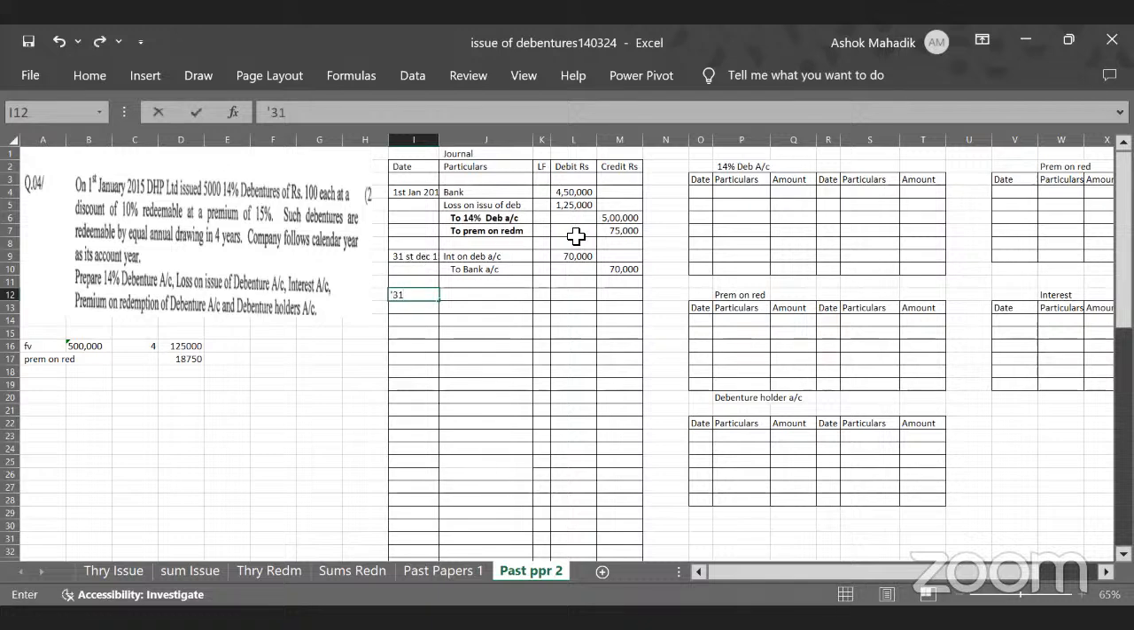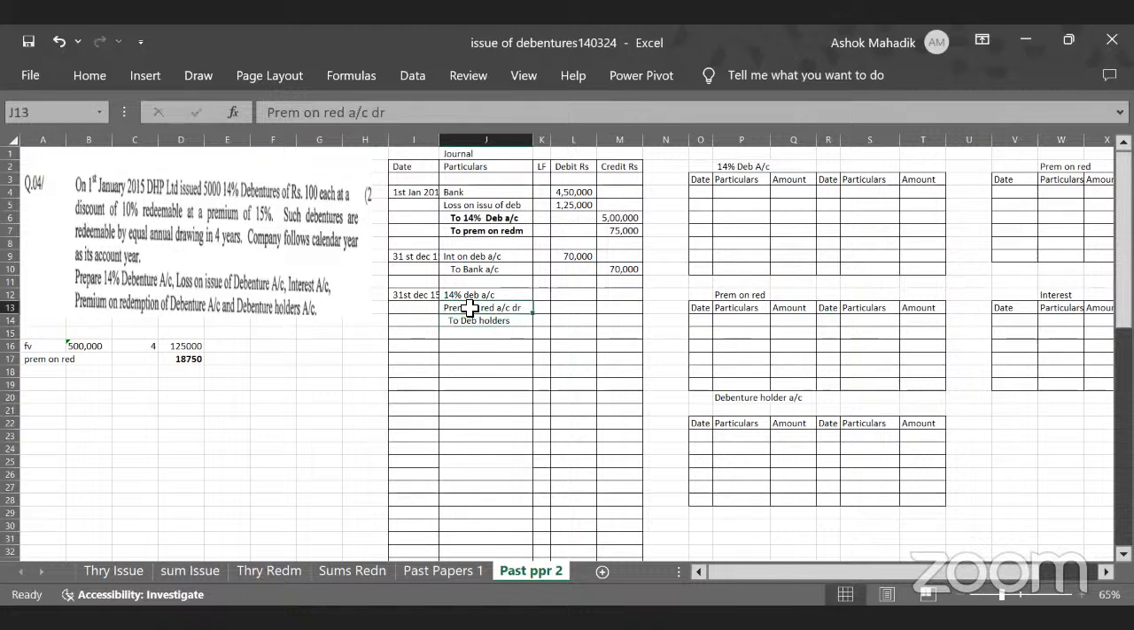31st December. When we redeem, debentures will be debited. So 14% debenture account debit. We have to pay that premium on redemption. It's a liability, 75,000, so only 1/4 of that amount will be repaid along with these debentures. Now we should calculate it here. So premium on redemption account debit, and this is payable to debenture holders, to debenture holders account.